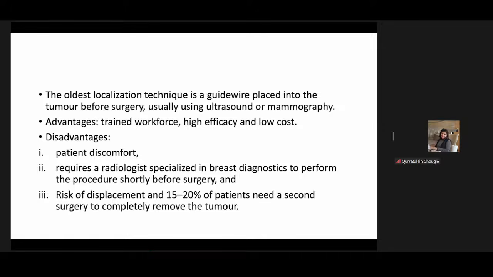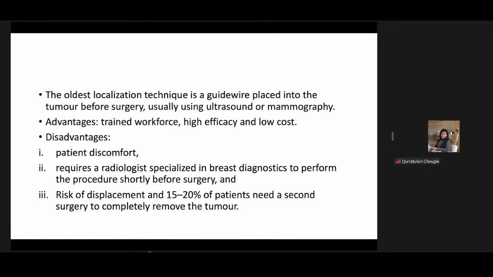What are the advantages? We already have a trained workforce. It has a high efficacy and low cost. What are the disadvantages? It's an invasive procedure, so there is patient discomfort. It requires a radiologist specialized in breast diagnostics to perform the procedure shortly before the surgery. And there's a risk of displacement.